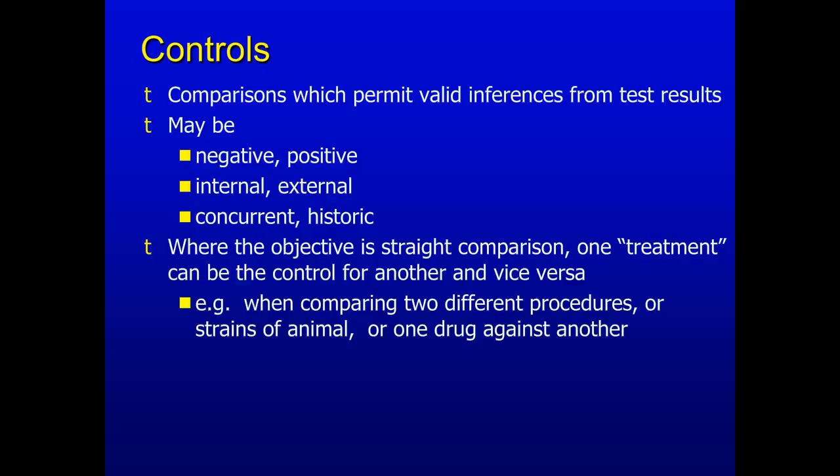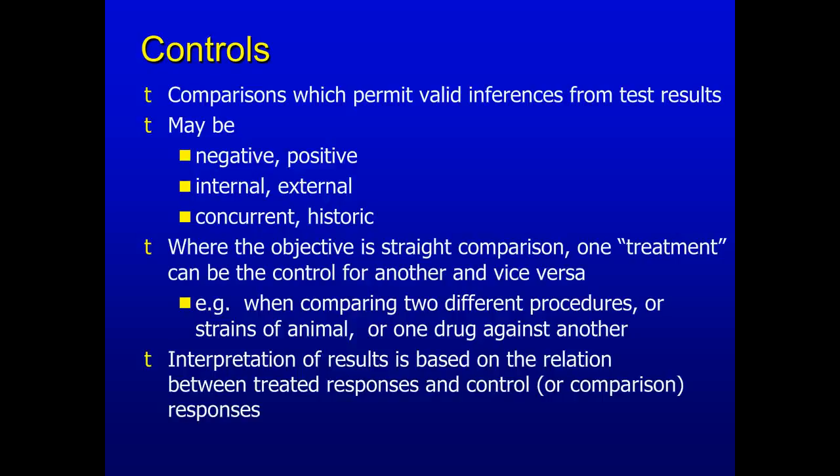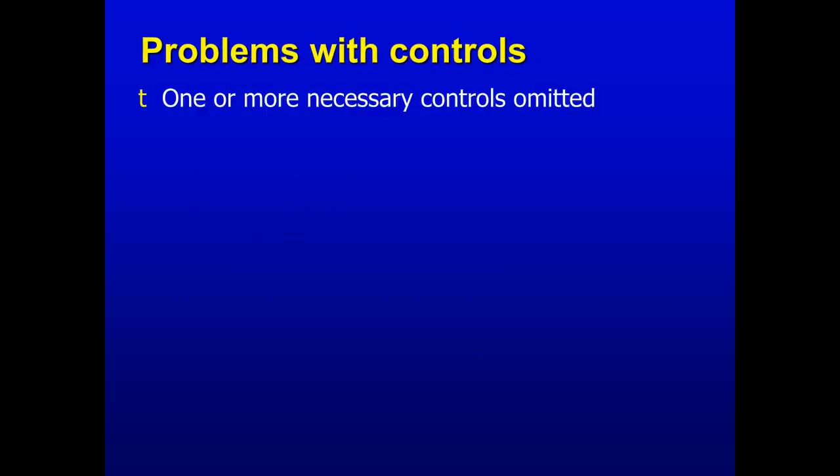And that can apply to different procedures, different strains of animals, different drugs, and so on. Essentially, the interpretation of your results is based on the relationship between the treated responses, whether they be controls or comparison responses. And some of the problems with the controls are effectively twofold. One is that you miss out necessary controls, and the other is you put in unnecessary ones.